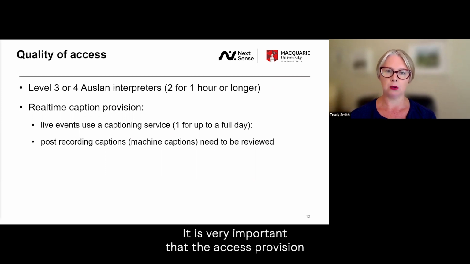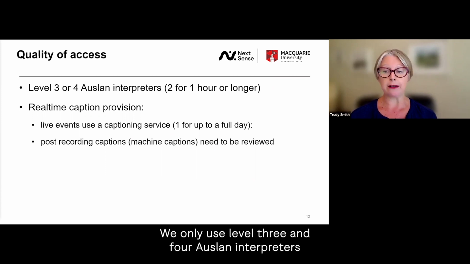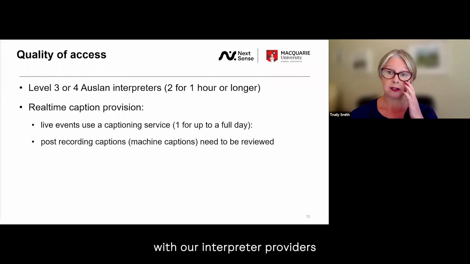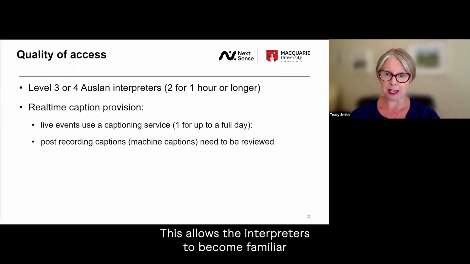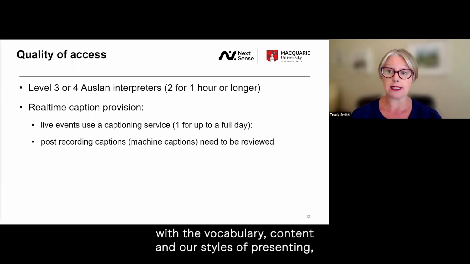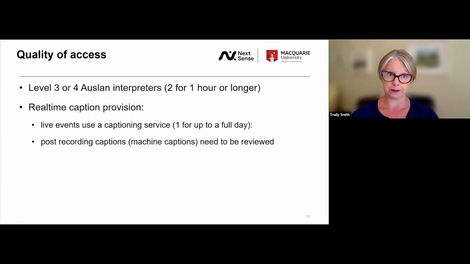It is very important that the access provision is of university quality. We only use level 3 and 4 Auslan interpreters, and we've developed relationships with our interpreter providers to ensure we use the same professionals where possible. This allows the interpreters to become familiar with the vocabulary, content, and our styles of presenting, which ensures that the students receive high quality interpretation.